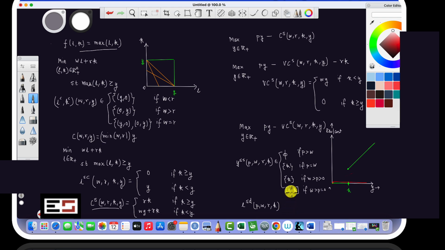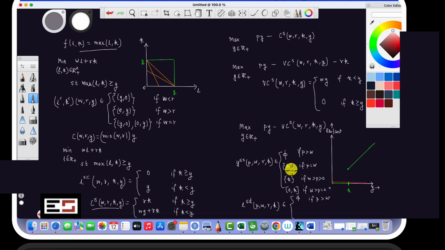So let us see. If p is greater than w, then of course there is no finite solution to the profit maximization problem. So there is no finite solution to the corresponding labor demand as well. Because if there is no finite output that solves this problem, then correspondingly, there is no finite labor demand that solves this problem. So you can write it like this, that it is empty if p is greater than w.